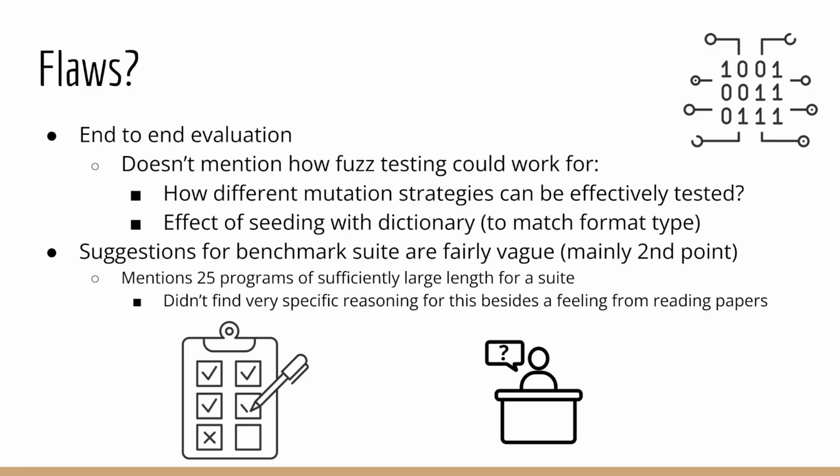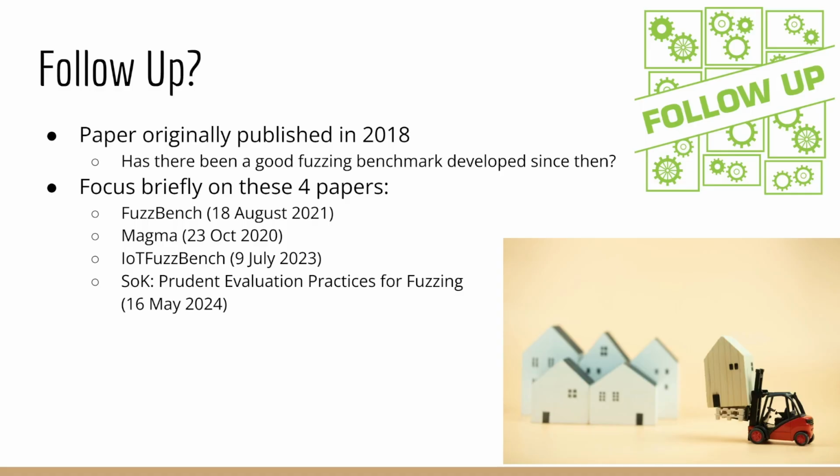Furthermore, I found that their benchmark suite suggestion, mainly the second point about having 25 programs, I didn't really find a specific reasoning other than just following the status quo of previous work of having around 25 programs. Not necessarily a flaw, but there doesn't seem to be specific reasoning on why that magic number works. So I was personally interested: did they follow this advice? Let's focus briefly on four papers that I skimmed: FuzzBench, Magma, IoT FuzzBench, and SoK: Prudent Evaluation Practices for Fuzzing.